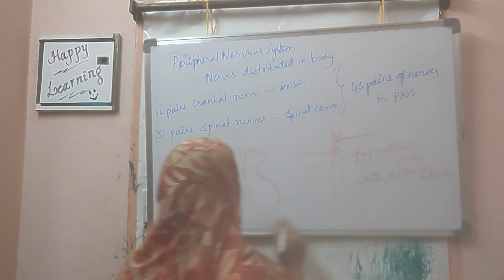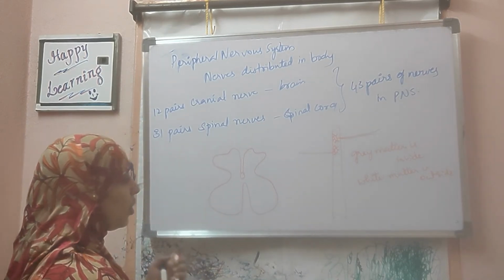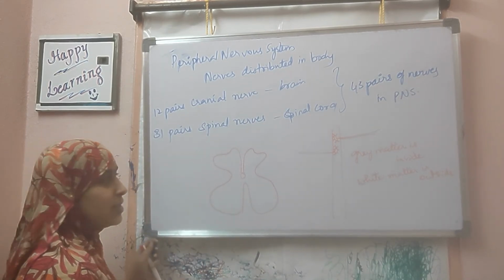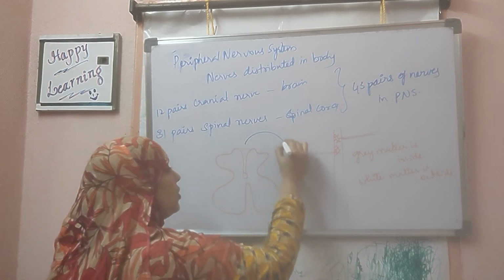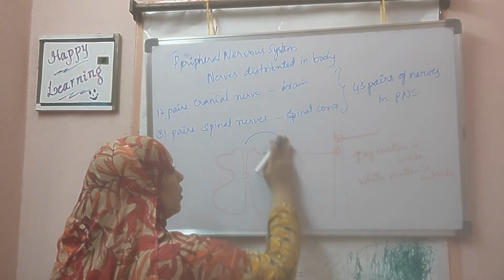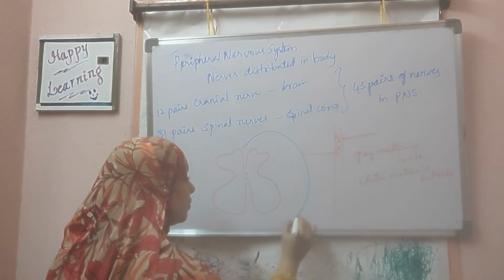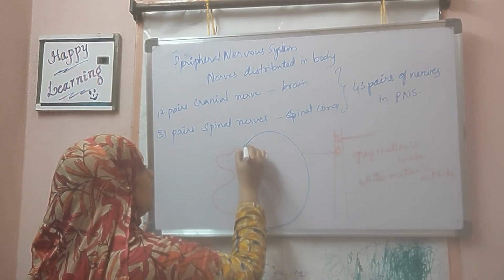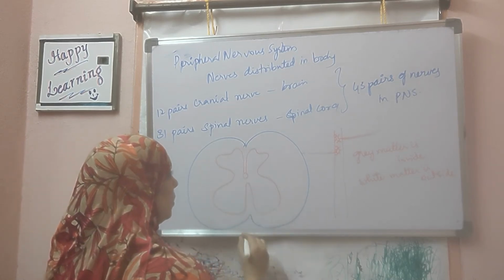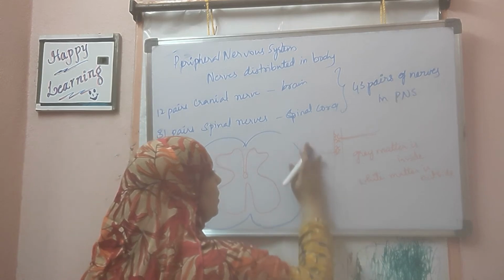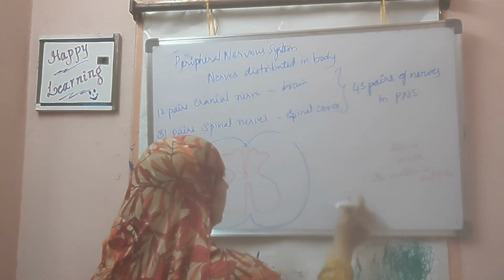So when you draw the TS of the spinal cord, this is the grey matter that is present in the center, and after that, for this we draw the horns.